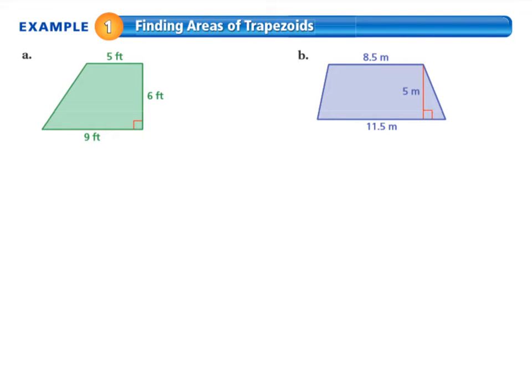Example 1a. I'm always going to start with writing my formula. A equals 1/2 h times the quantity B1 plus B2. I'm going to start off by finding my parallel lines. Here I can see that this line is parallel to this line. If they were extended out, I could tell that they were never going to touch. Whereas if I extended this line and this line, eventually towards the top, they're going to touch each other.